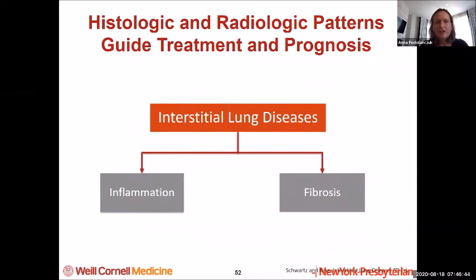So just very broadly in terms of treatment and prognosis, I'm running a little bit out of time, so I'll just spend a few more minutes on this. Interstitial lung disease, again, is characterized by inflammation and fibrosis, and the prognosis and treatments are largely guided by whether the pattern that you're seeing on a CAT scan or on a biopsy is primarily inflammatory or primarily fibrotic. The treatments are vastly different based on which category they fall into.